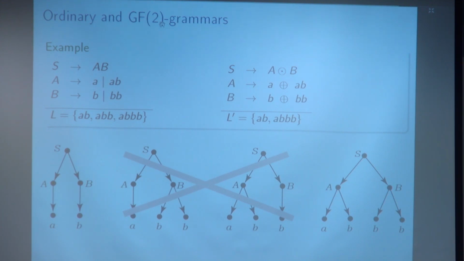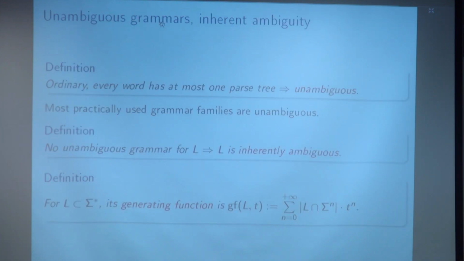And GF2 grammars are some kind of thing where we say that a tree doesn't have to exist, but rather the number of trees should be odd. So 2 parse trees is not okay. And it is not really important, but what is kind of important is that there are unambiguous grammars, which are ordinary grammars where each word has exactly 1 or 0 parse trees.